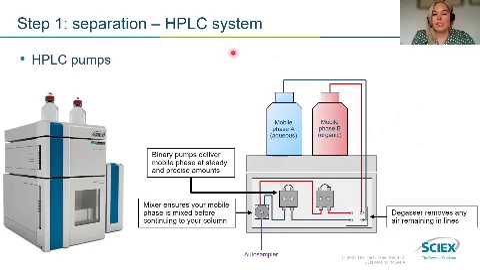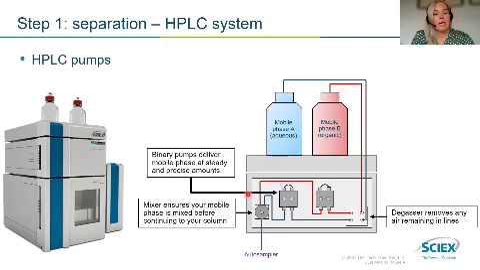So step 1, separation, our HPLC system. So let's first start talking about our HPLC pumps. This is our XEN 2.0. In this compartment here is where our pumps live. This is our auto sampler, which I'll talk about next, and this is our column oven.